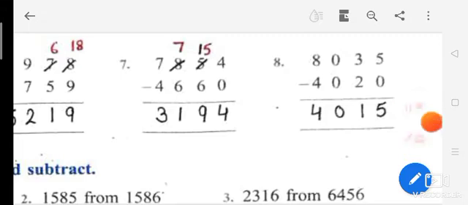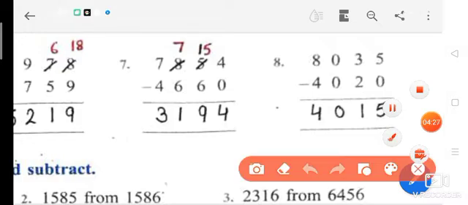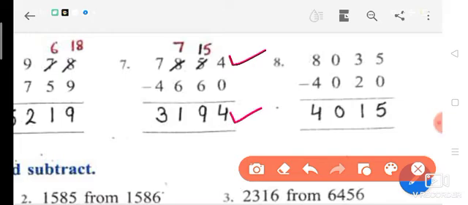7854 minus 4660. So here ones place there is 4, down is 0. So 4 minus 0 is 4 only. 5 minus 6 we cannot do. So we will take borrow from the neighbor. Neighbor number is 8. So 8 will give borrow. So 5 will become 15. And 8 has given borrow. So it will be 1 less. So it will be now 7.